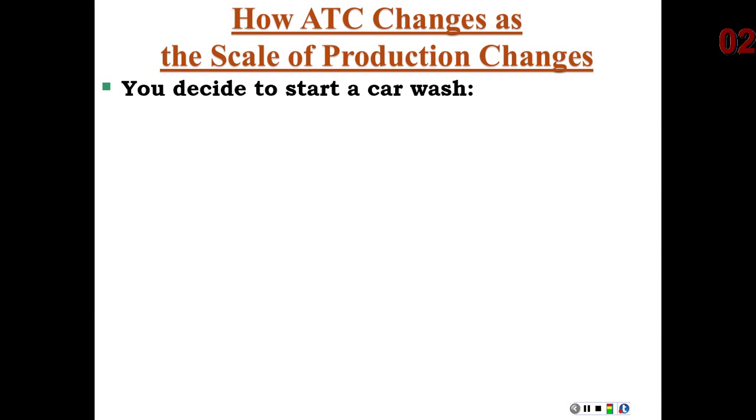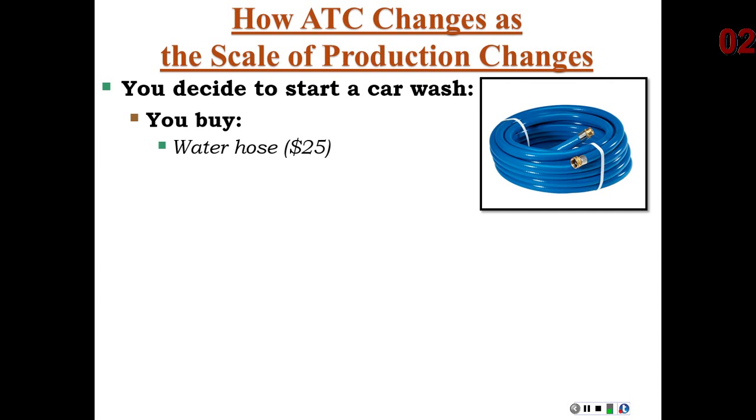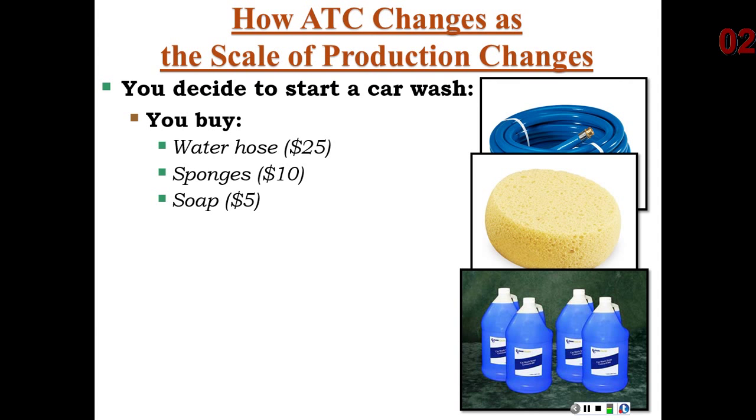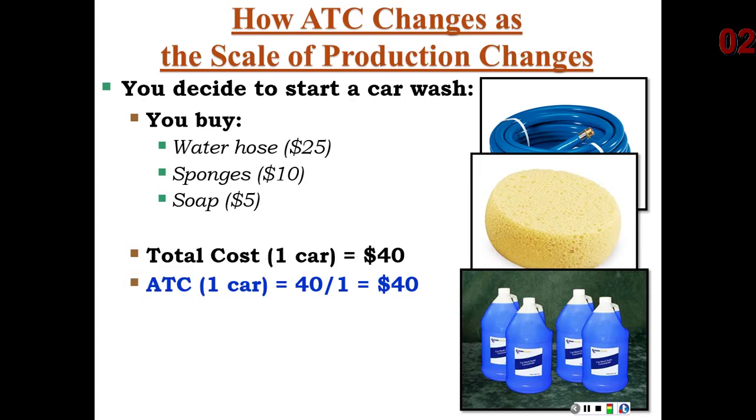Let's just say you decide to start a car wash. You buy a water hose, you buy sponges, you buy soap, totaling, let's say, $40, all of that together. So all of those costs cost you $40. Now, when you wash the first car, what is your average cost? Well, clearly, it's the $40 of total cost divided by only one car that you've washed. Your average total cost is $40 if you only wash one car.